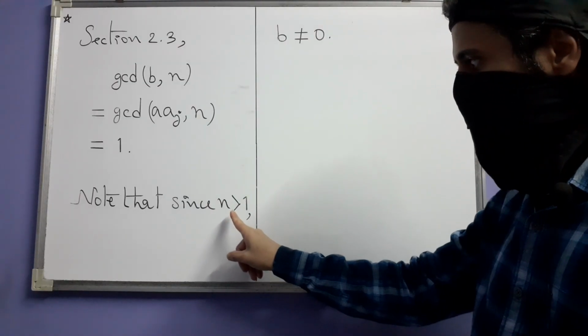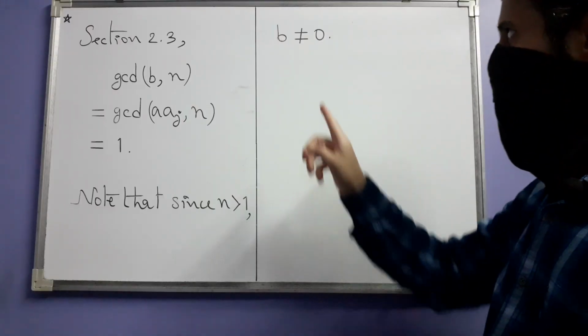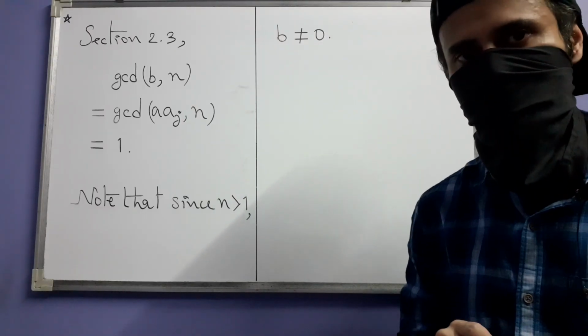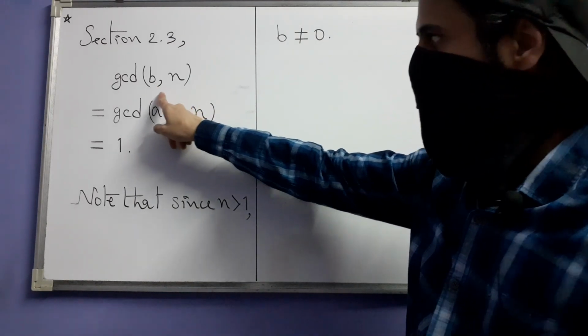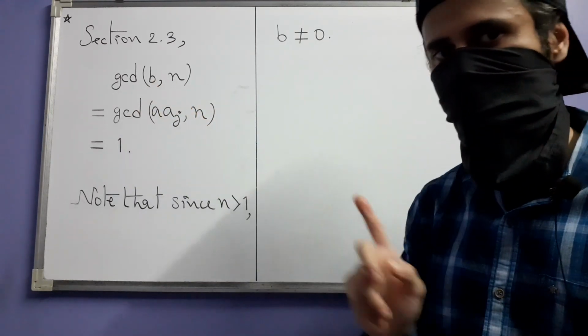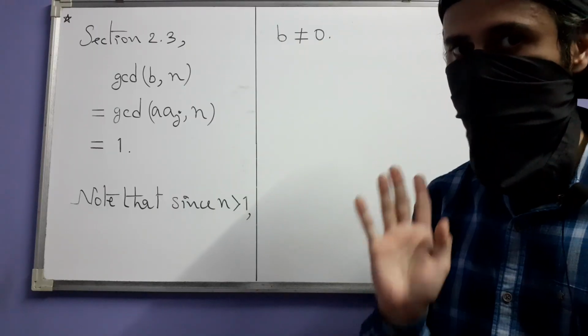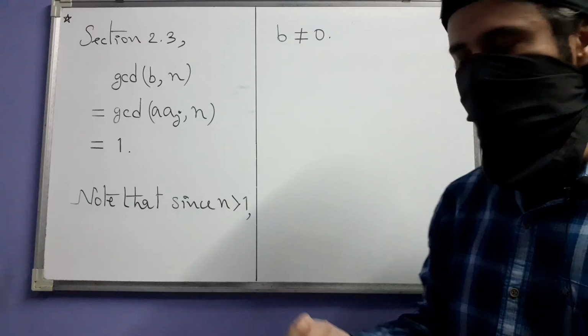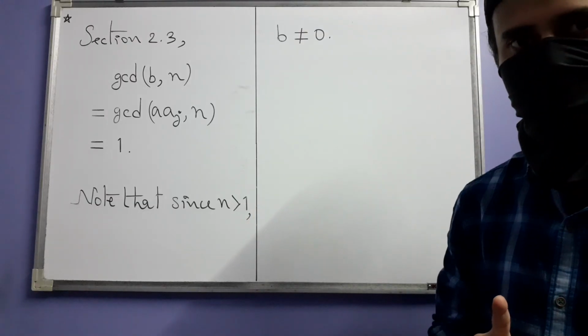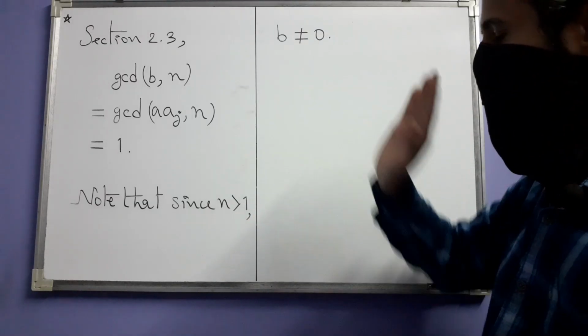Note that since n is greater than 1, b cannot be equal to 0. Why? Because if b is 0, what can you say about the GCD? This GCD will then be equal to n. n is positive, that is given. But how can that be 1? Because n is greater than 1. That's why b cannot be equal to 0.